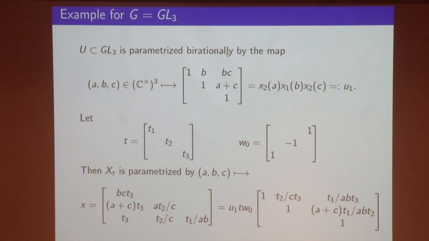So the X sub T is parametrized by triples of numbers A, B, and C. I'm not going to worry about the fact that there are some denominators, because all the formulae will be just rational formulae. So X sub T is parametrized by three numbers, and the matrix looks like this when you're given A, B, and C. So T is fixed and W naught is fixed.